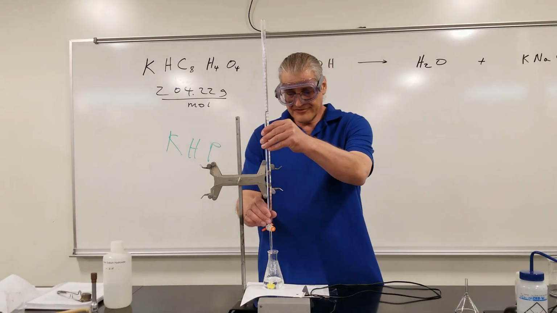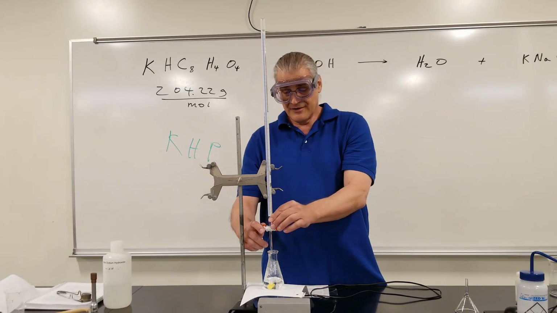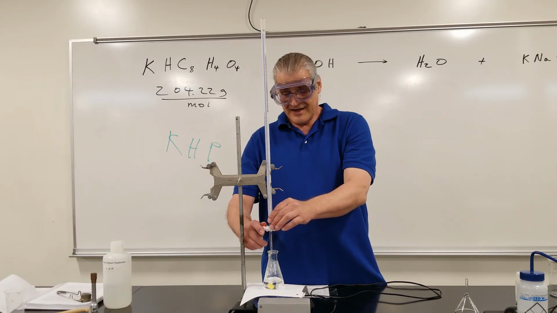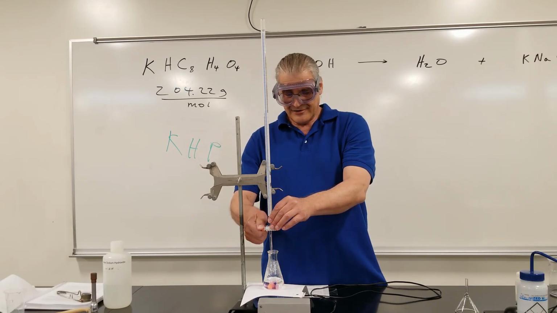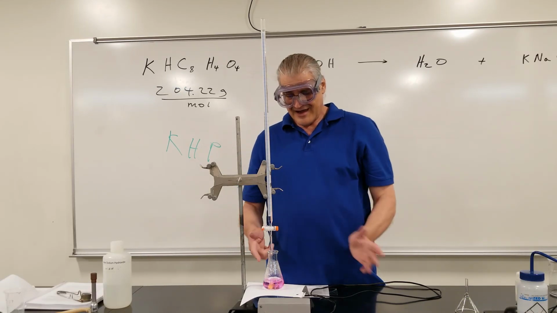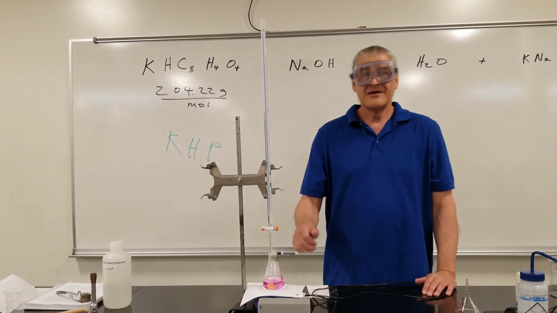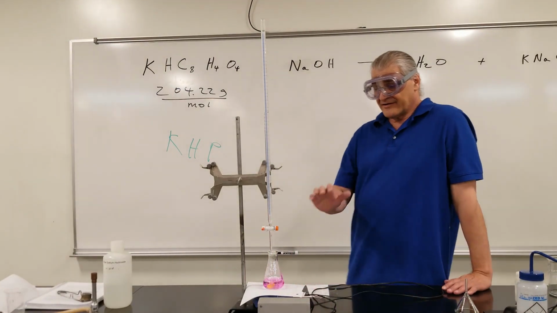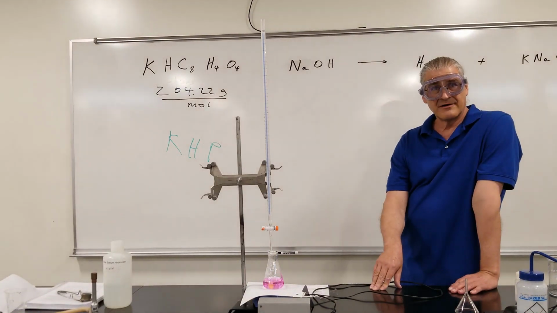There's different ways to proceed at this point. Some people, so they don't shoot past the end point, will do this. They'll flick their wrist, and you figure every time you do that, you've added about 1/10 of a milliliter or less. And right there, that's my end point. It went from being colorless to pink. The best endpoint is a light pink, and I probably went just a little bit past the endpoint there.